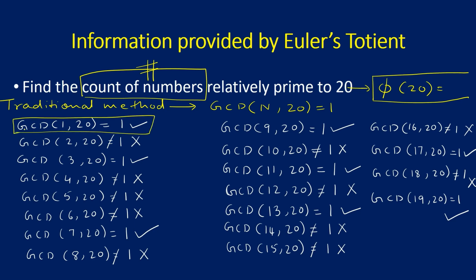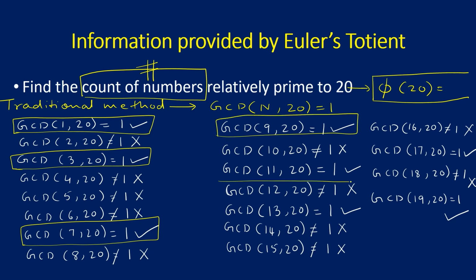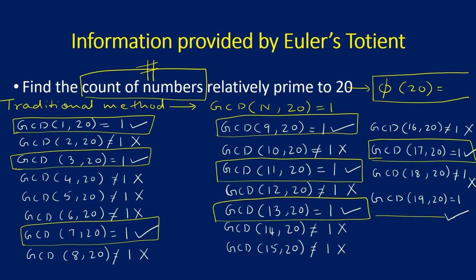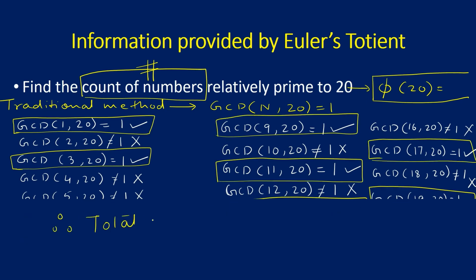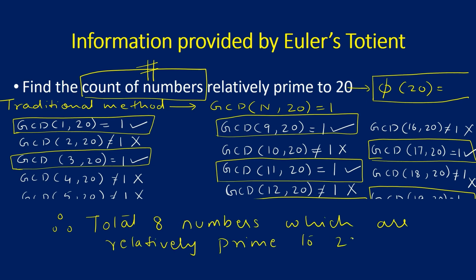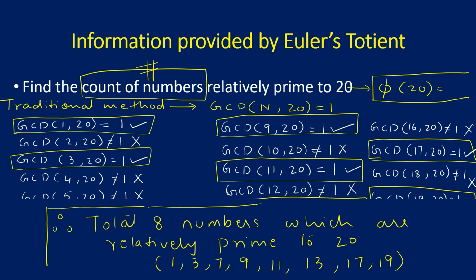So let us count that: 1, 2, 3, 4, 5, 6, 7 and 8. Therefore we have got a total of 8 numbers which are relatively prime to 20. And which are they? They are 1, 3, 7, 9, 11, 13, 17 and 19. So we got in all 8 numbers which are relatively prime to 20.